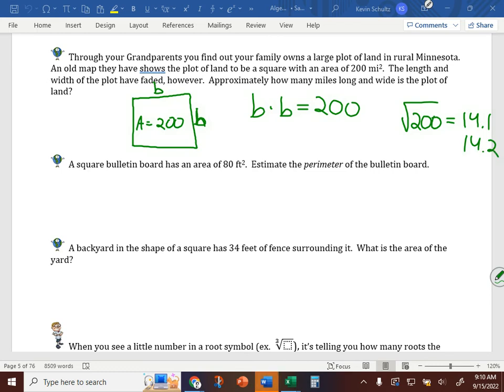So where this math is applicable is if you know the area of a square, you can then estimate its side lengths by estimating what the root of 200, that area, is.